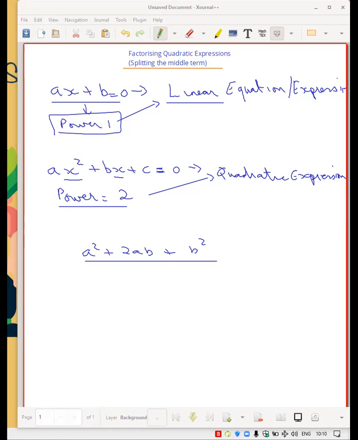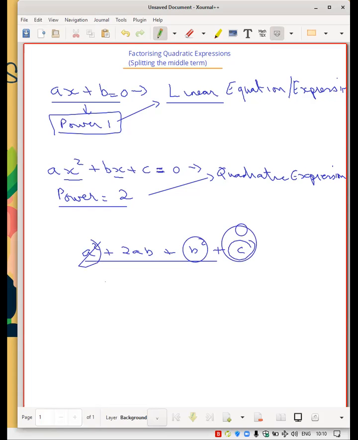But usually what happens here is we can add a constant c as 0 over here, right? Technically it will be, but overall we don't take it as a quadratic expression because there are two variables here and we don't have a constant c here. Usually a quadratic expression has only one variable with the highest power of 2.